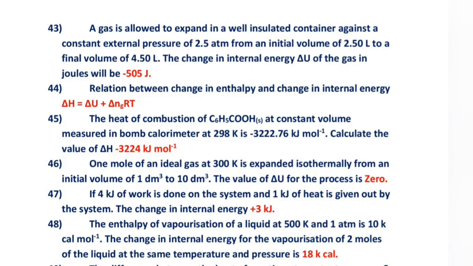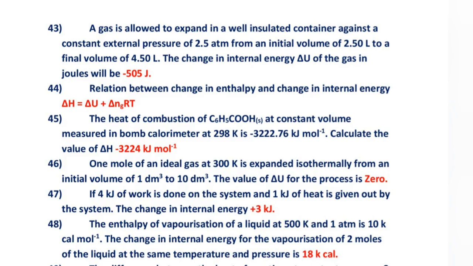Relation between change in enthalpy and change in internal energy: delta H is equal to delta U plus delta Ng RT. The heat of combustion of C6H5COOH at constant volume measured in bomb calorimeter at 298 Kelvin is minus 3222.76 kilojoule per mole. Calculate the value of delta H.